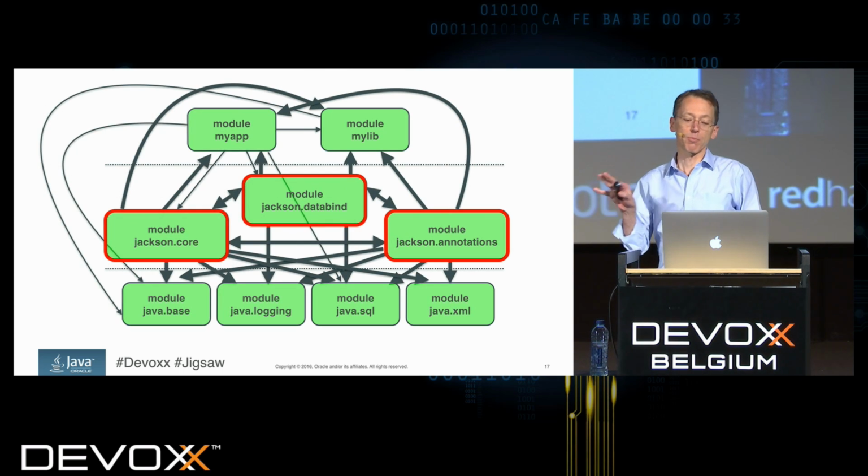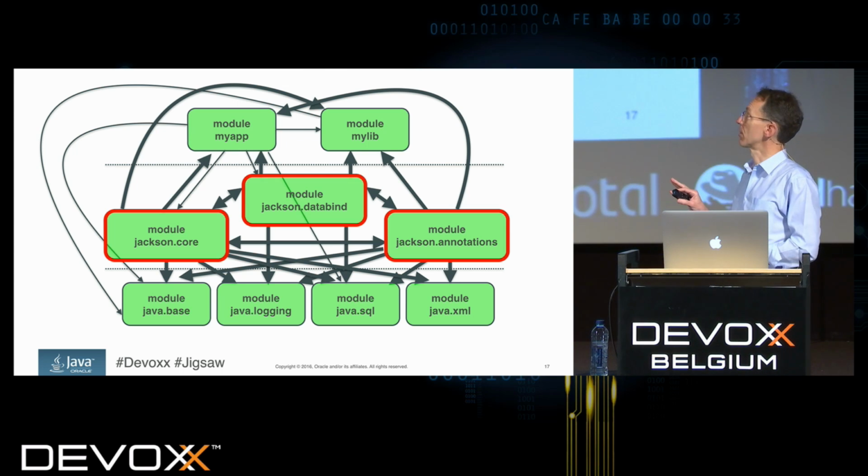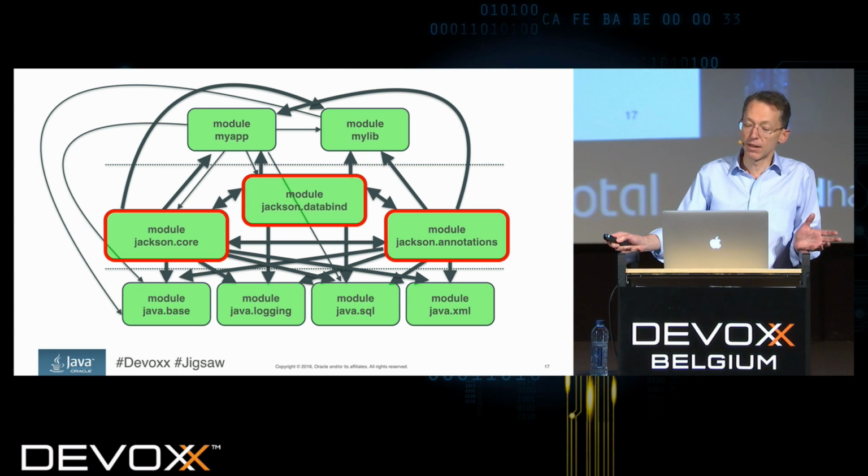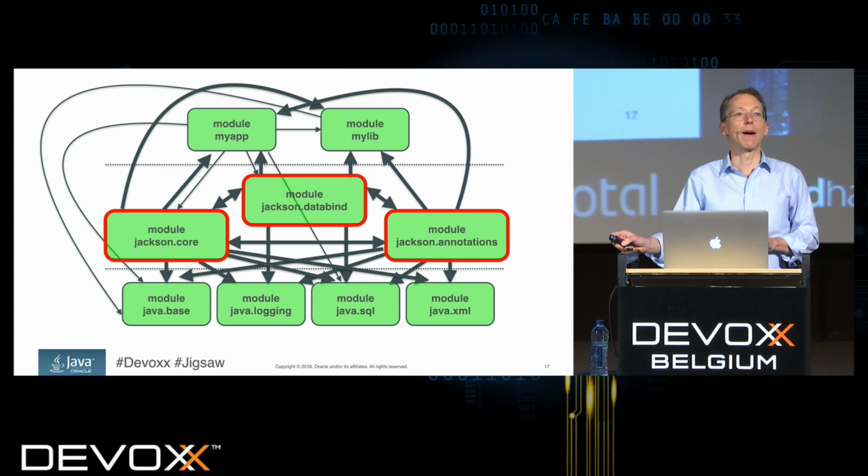Once automatic modules spring into existence for Jackson core and databind and annotations, the module graph looks quite different. The automatic modules basically require everything. They require each other and all the modules in the JDK image and all of your modules as well. The reason for this is to provide the maximum compatibility surface for code in jar files.